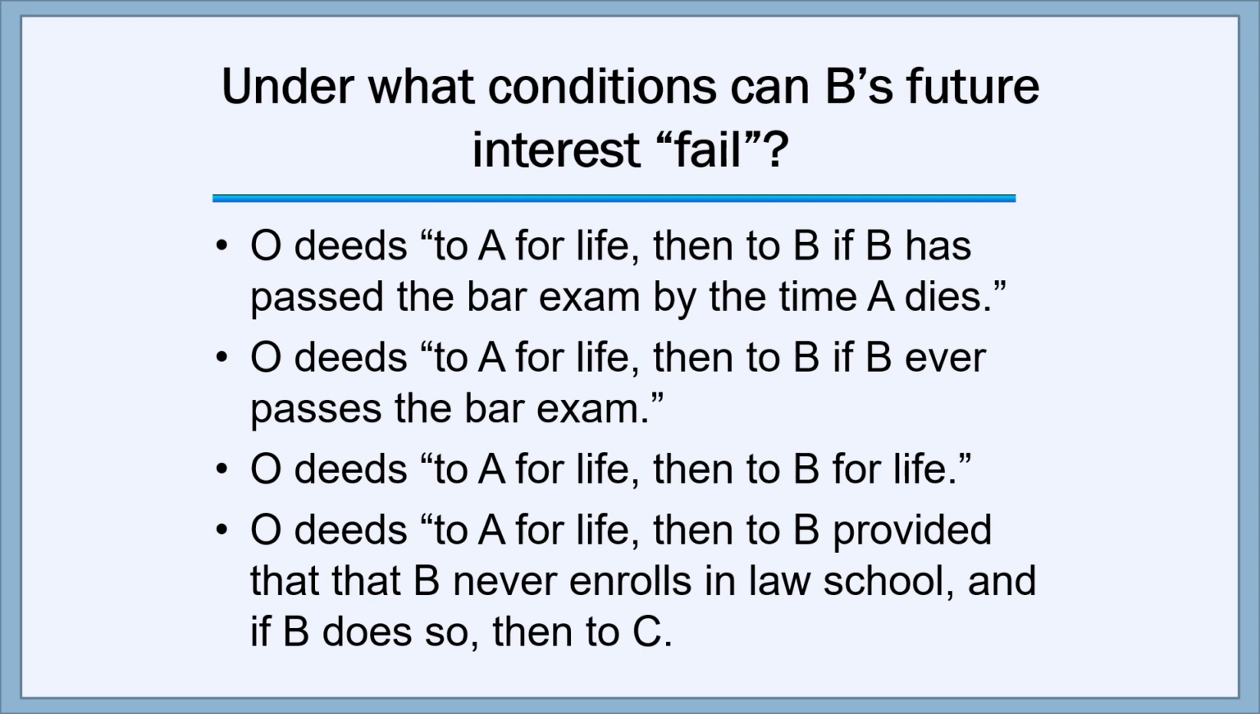Now you'll notice that C's future interest is sort of the opposite of B's. C's future interest will take possession only if B does enroll in law school, and so that means that if B dies without ever enrolling in law school, C's future interest will fail because it's logically impossible for C to ever take the property in those circumstances.